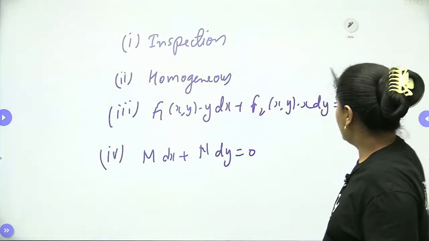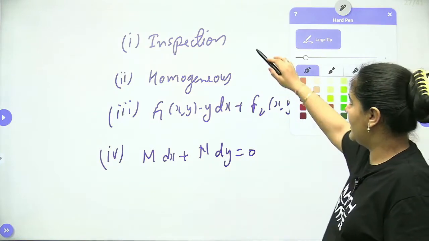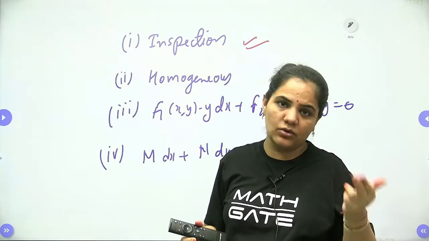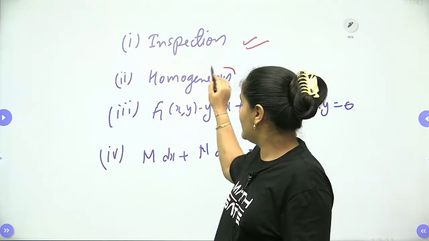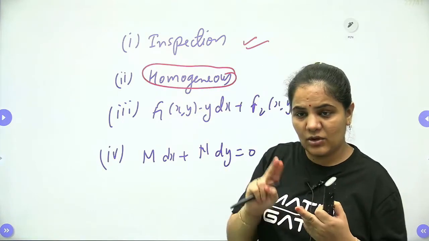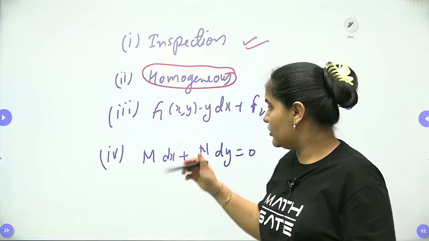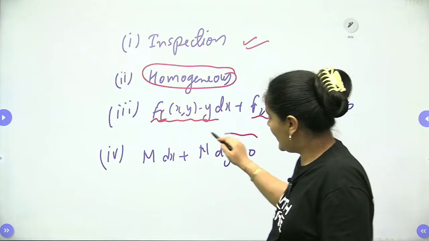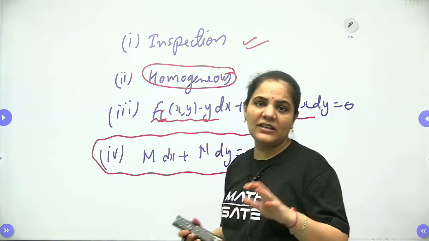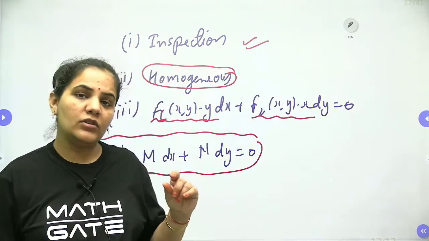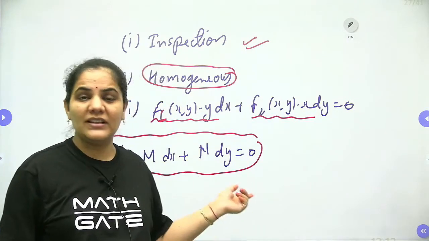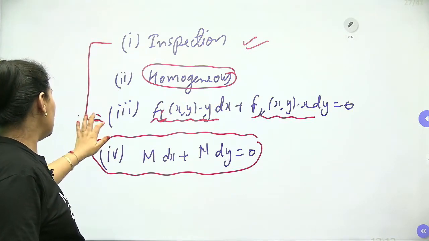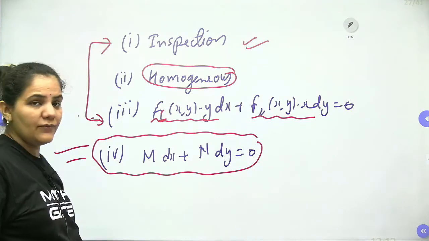So let me tell you, dear students, when we have to approach the fourth method. Whenever you see a question where inspection is not working, where homogeneous is also not working, and where you are not able to see the form f1(xy) into y dx plus f2(xy) into x dy, then you can go for this method, because for this method there is no specific condition for applying it. So when all these three methods are not applicable, we can go for the fourth method.